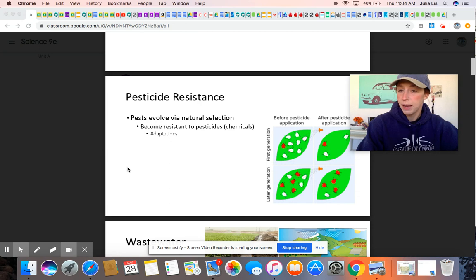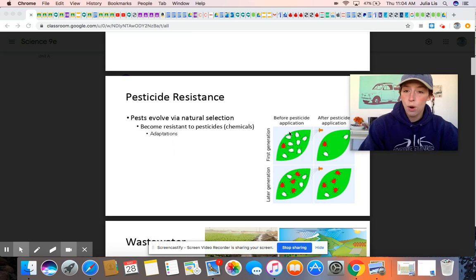Another concept is pesticide resistance. We talked about adaptations in the first unit. And we talked about how if I were to originally spray an area, so if I look at this top left-hand corner leaf, if I'm spraying a pesticide and it affects the white colored insects, what can happen is there are certain insects that might not be affected by that chemical.